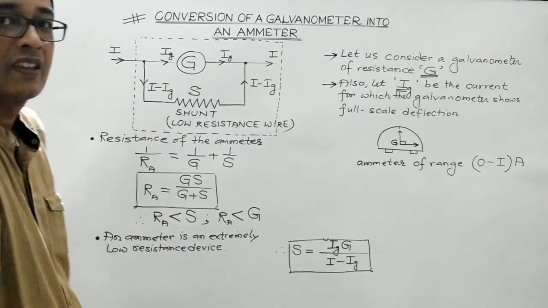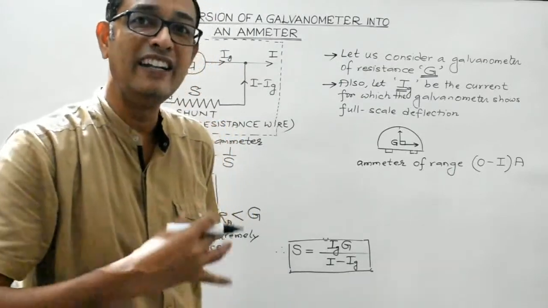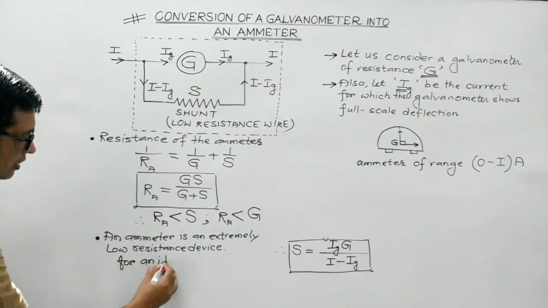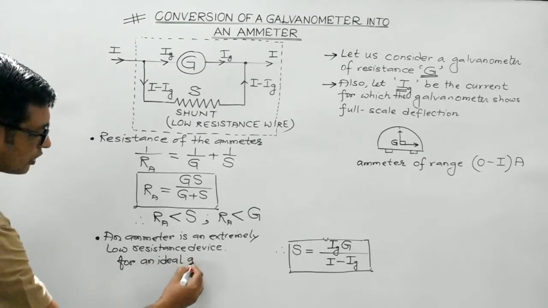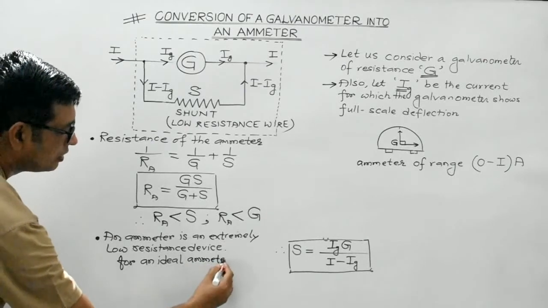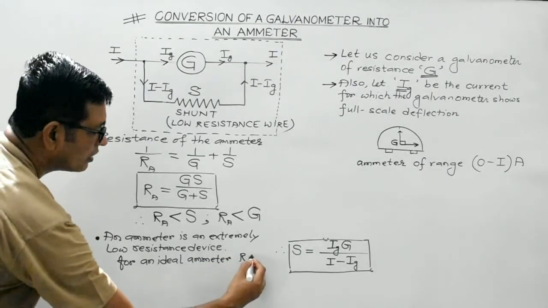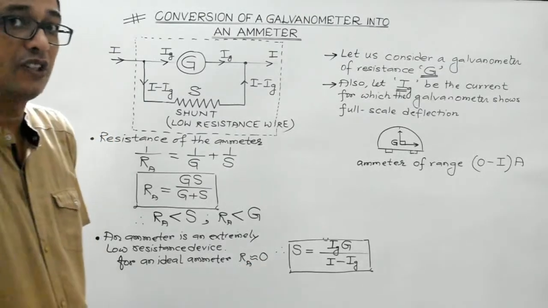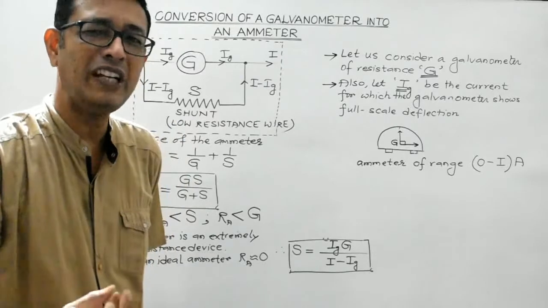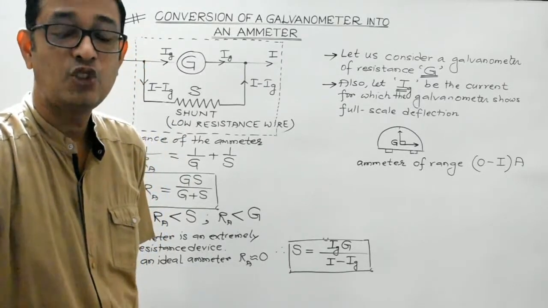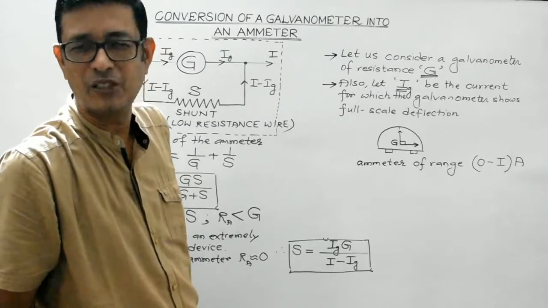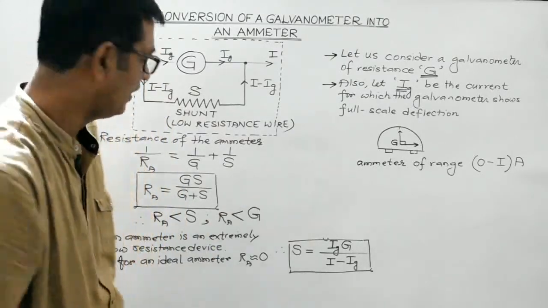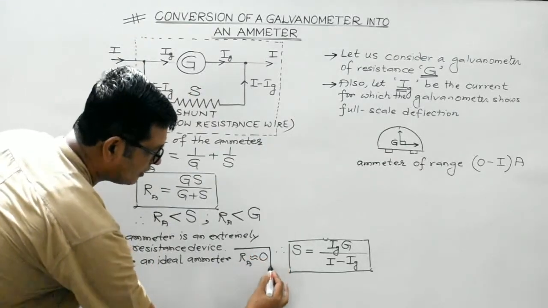Clear, students? And what about the resistance of an ideal ammeter? For an ideal ammeter, ideal means perfect. For an ideal ammeter, the resistance of the ammeter should be 0, it should be negligible. Just now we have proved that an ammeter is a very, very low resistance device. So the resistance of an ideal ammeter must be negligible. It must be approaching 0, right? So this is another important fact.